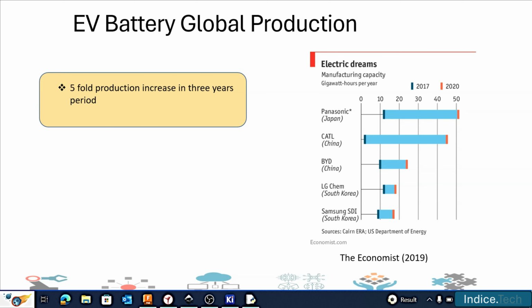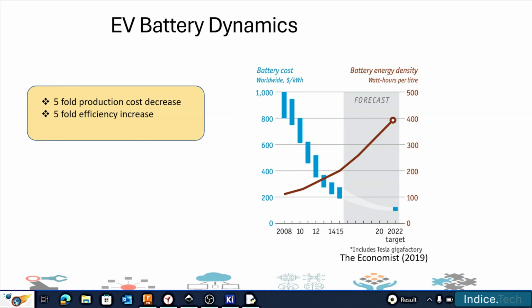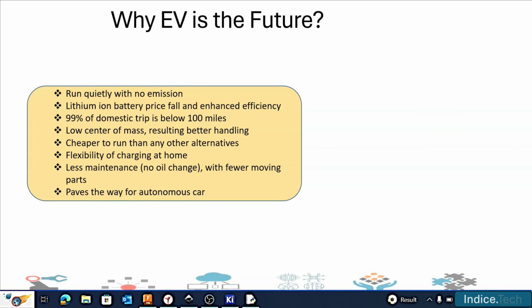Now, EV battery global production, 5-fold production increases in 3 years. And these are the current market projection since 2017 to 2020. Then this slide is about EV battery dynamics. And the future of EV is it runs really quiet with no emission, lithium-ion battery price fall and enhanced efficiency.